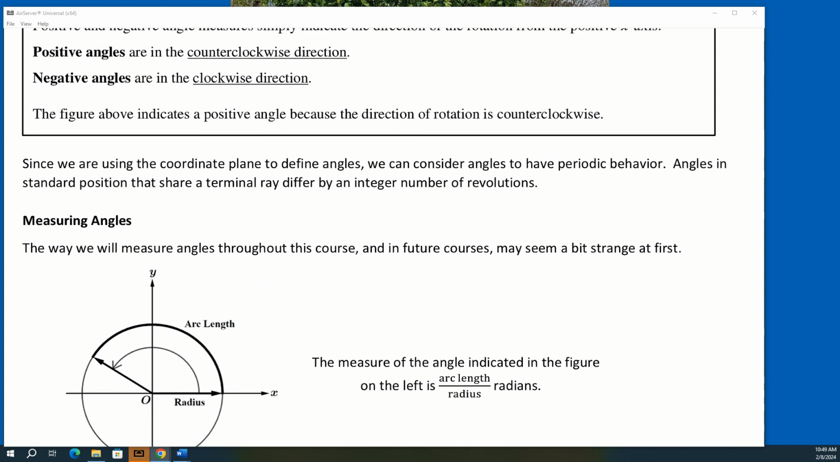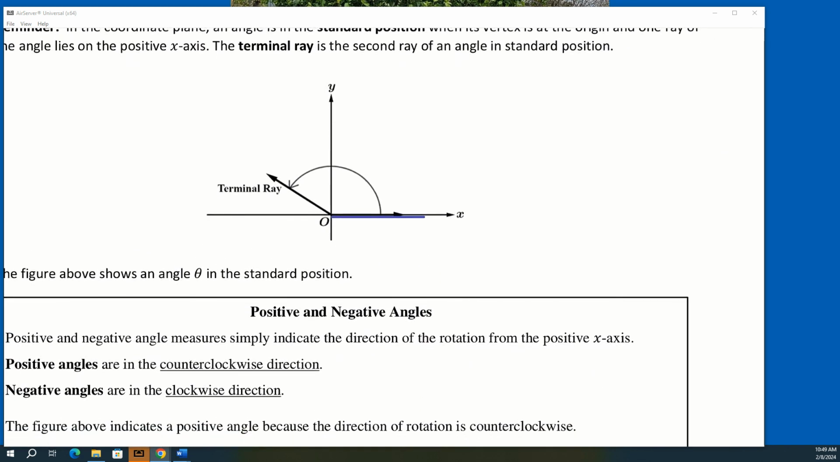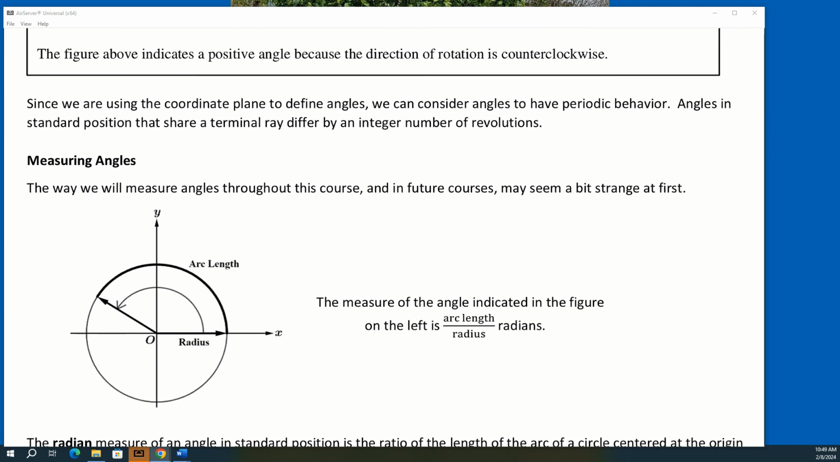Also, you can have an angle that rotates around more than one time. So, for example, this angle could rotate this way and end up being that same terminal ray. Different angle, but the same initial and terminal rays. You can consider them to have periodic behavior. Those angles that start and stop at the same place are called coterminal angles, and we'll talk some about that today. They are different angles, but they have the same beginning and ending ray.